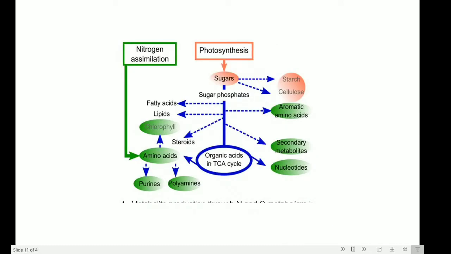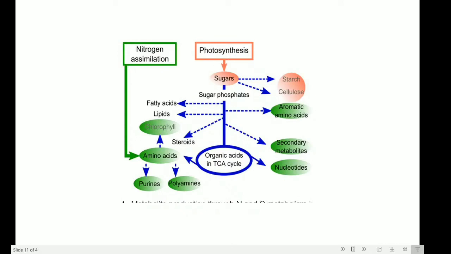This is another production of amino acids and secondary metabolites. First, using this nitrogen assimilation, the nitrogen helps in making amino acids, and it helps the chloroplast. These amino acids are converted into purine and polyamine. That is utilized by the chloroplast, and the chloroplast uses the polypeptides and lipids from the outputs of nitrogen assimilation, so we can use the products in photosynthesis.